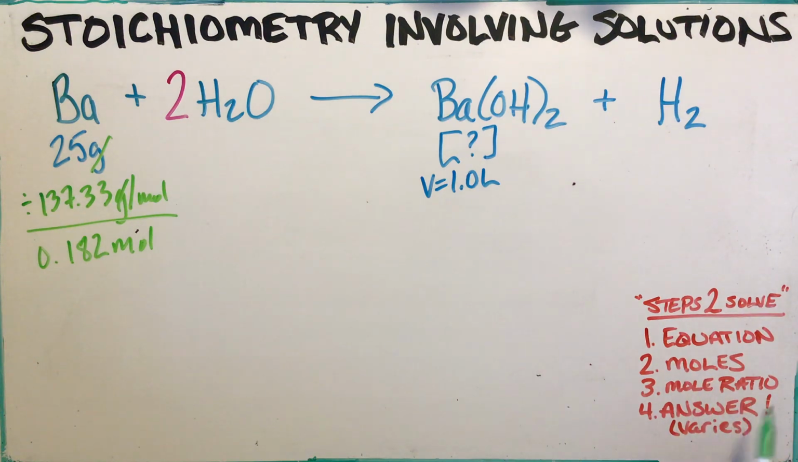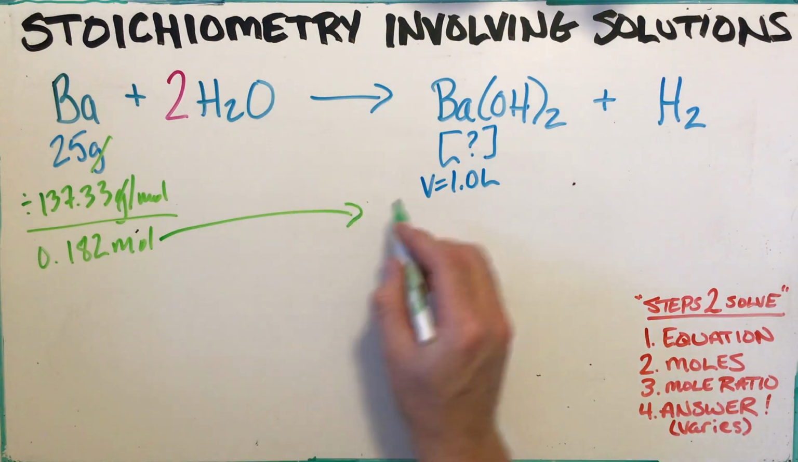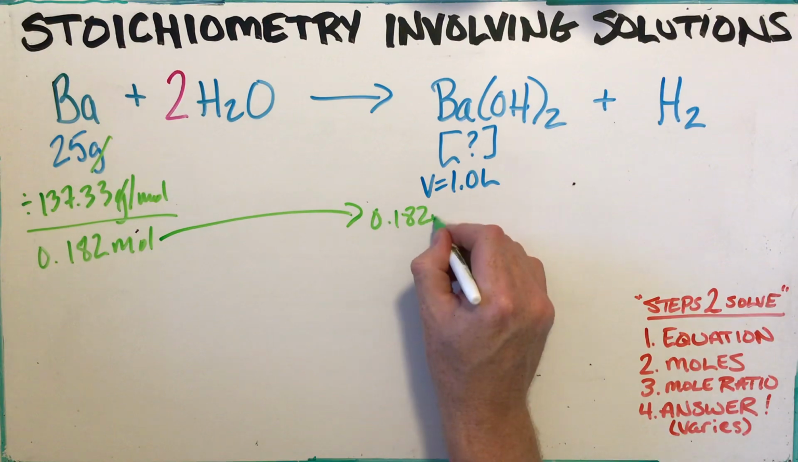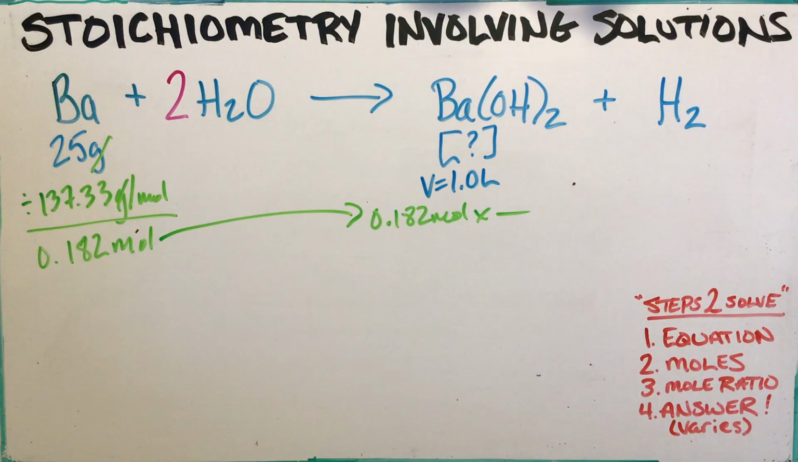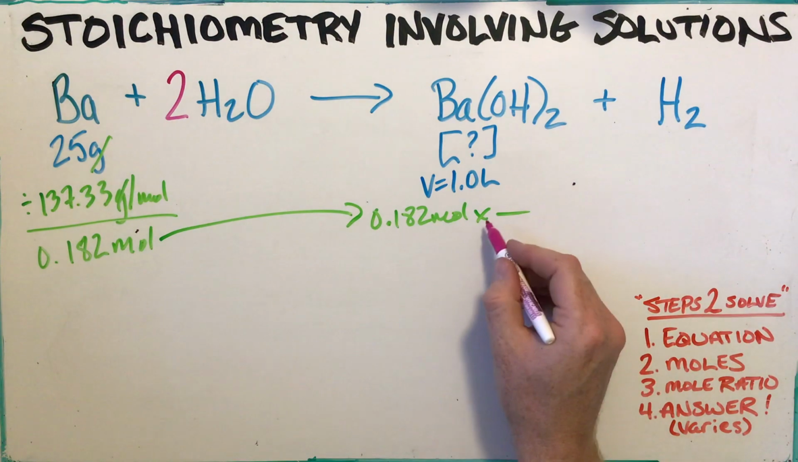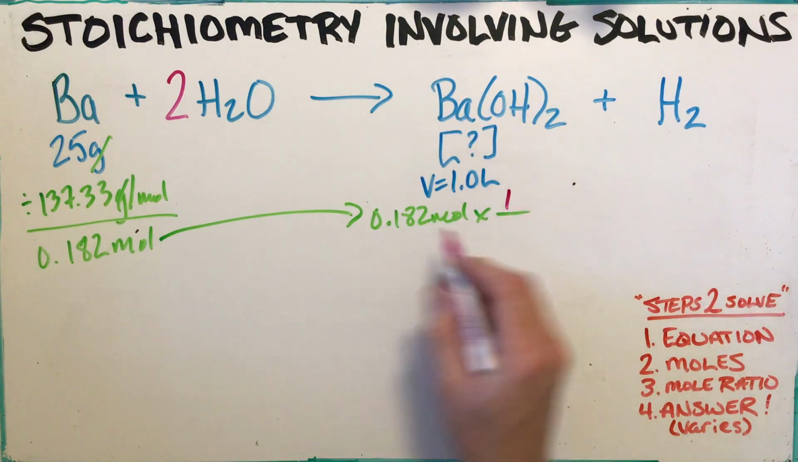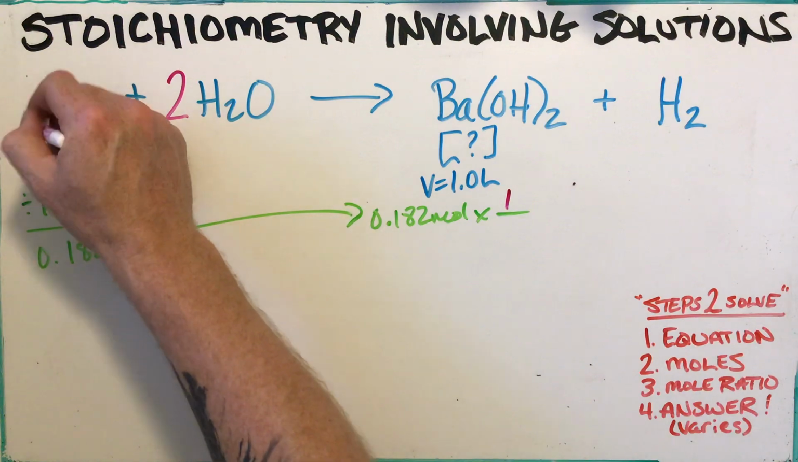Now I'm going to use that mole ratio. So that's coming over here, 0.182 moles times my mole ratio. My mole ratio in this case, head over heels. The head of the arrow is where there's a 1. Over the heel of the arrow where there's also a 1.